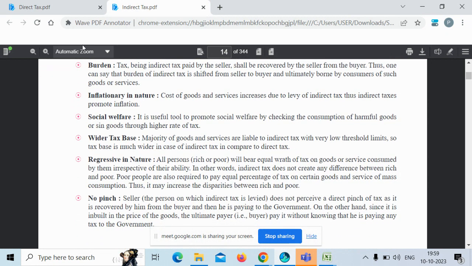Regressive in nature. All persons, whether rich or poor, will bear an equal burden of tax on goods or services consumed. Even Mr. Dhirubhai Ambani or Anil Ambani or Mukesh Ambani, if they go to purchase a biscuit packet, will also have to pay tax. And even I as a normal middle-class person will have to pay tax if I purchase a packet of biscuit. So all persons will bear an equal burden of tax on goods or services consumed by them irrespective of their ability. In other words, indirect tax does not create any difference between rich and poor.